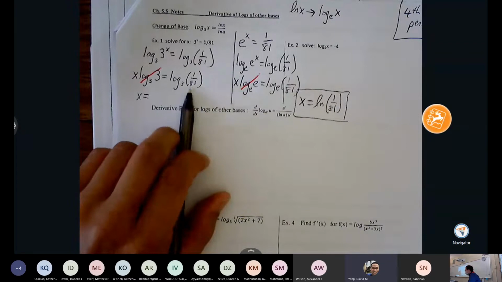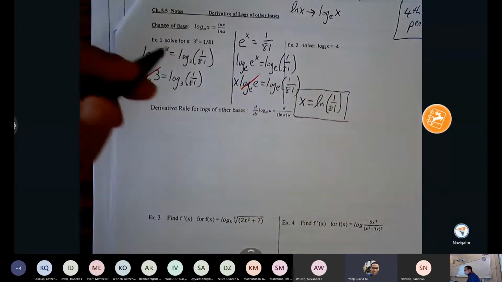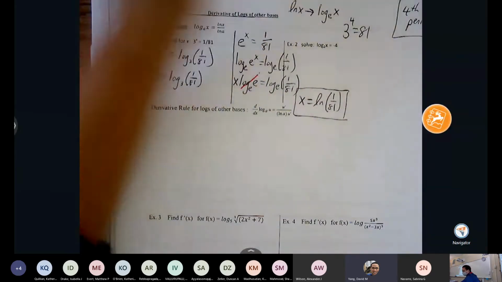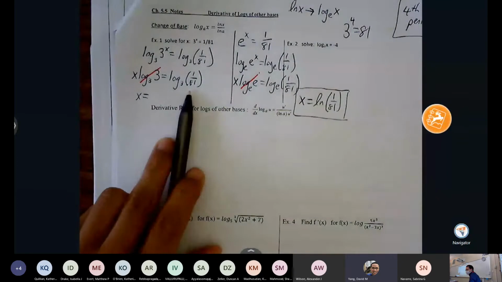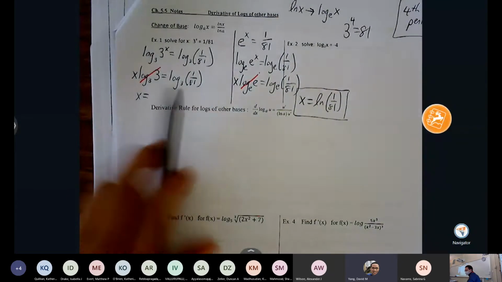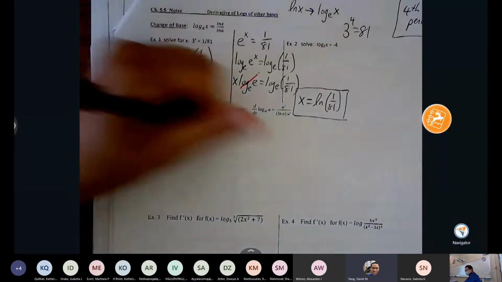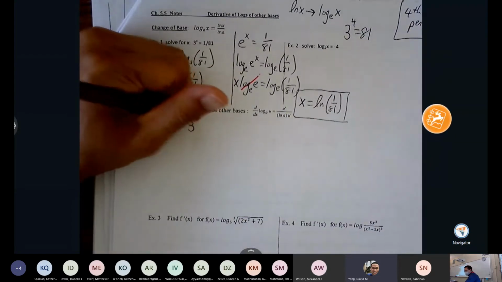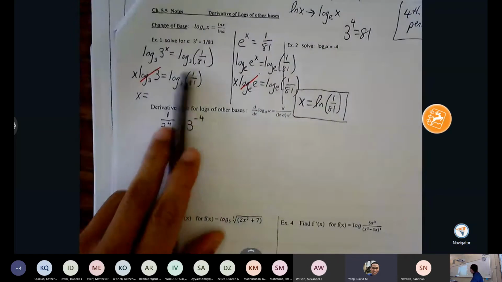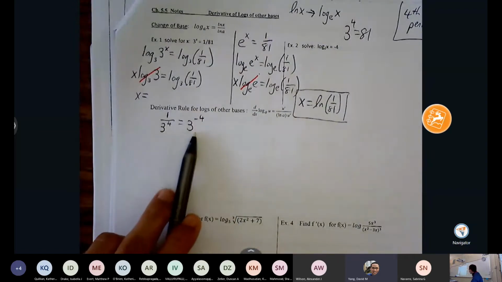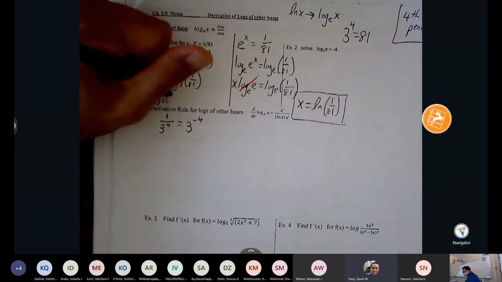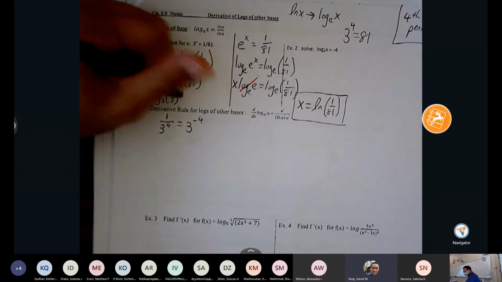Can I represent 81 in terms of 3? Maybe as an exponent. 3 to the 3rd is 27. 3 to the 4th is 81. So what if I make this 1 over 3 to the 4th? And 1 over 3 to the 4th is the same thing as 3 to the negative 4, right? So I can rewrite this 1 over 81 in the form 3 to the negative 4, and that is a nice form to have because it matches our base.